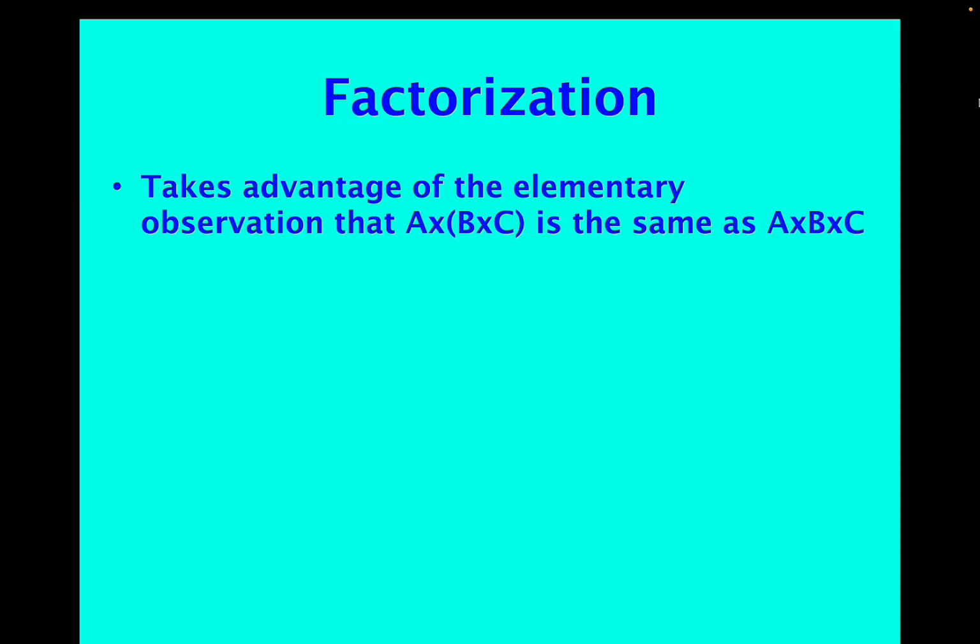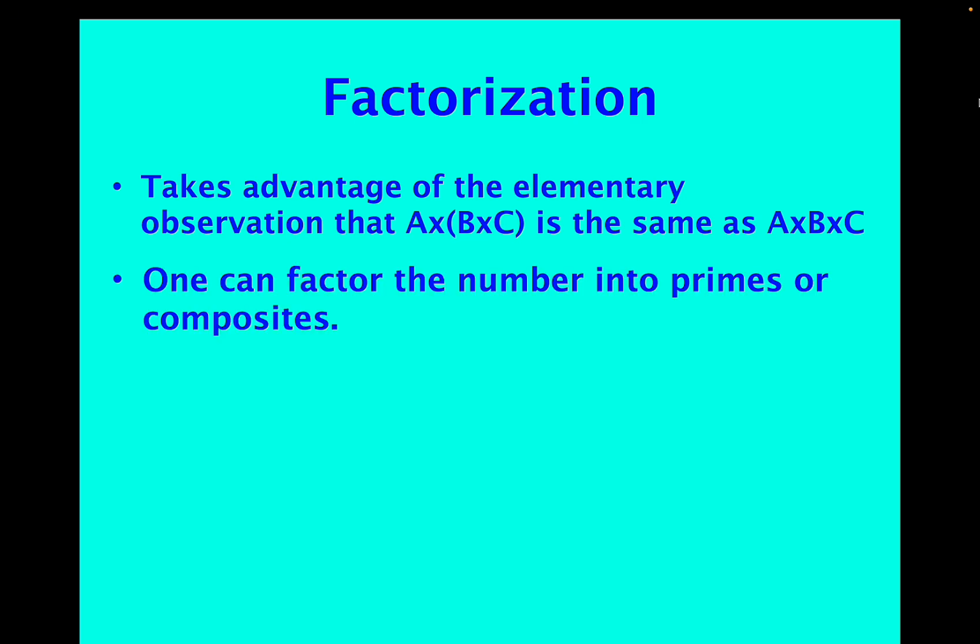A second trick that can be used to solve multiplication questions is to factor out the numbers. This takes advantage of the observation that A times B times C is the same as A times B times C. Okay, so what do I mean by that? I mean 7 times 77 is the same as 7 times 7 times 11. You do not need to break the numbers into prime factors. You can simply break them into composite factors, or whatever factors you think it's easiest to work with.